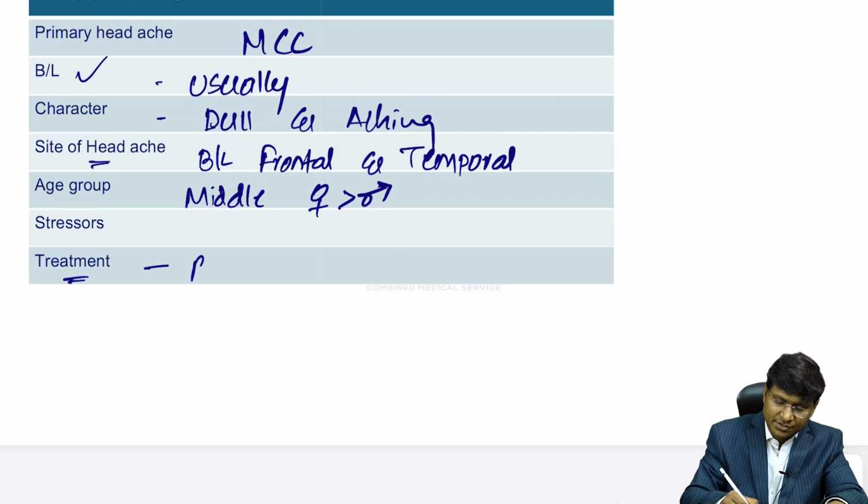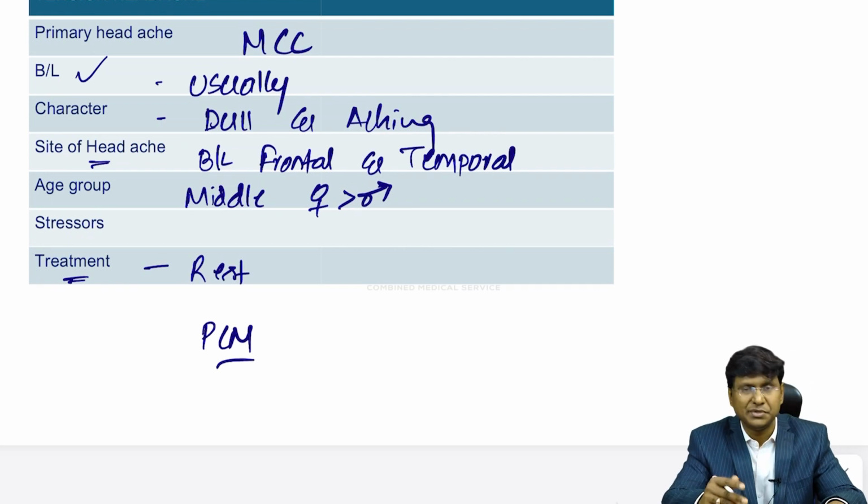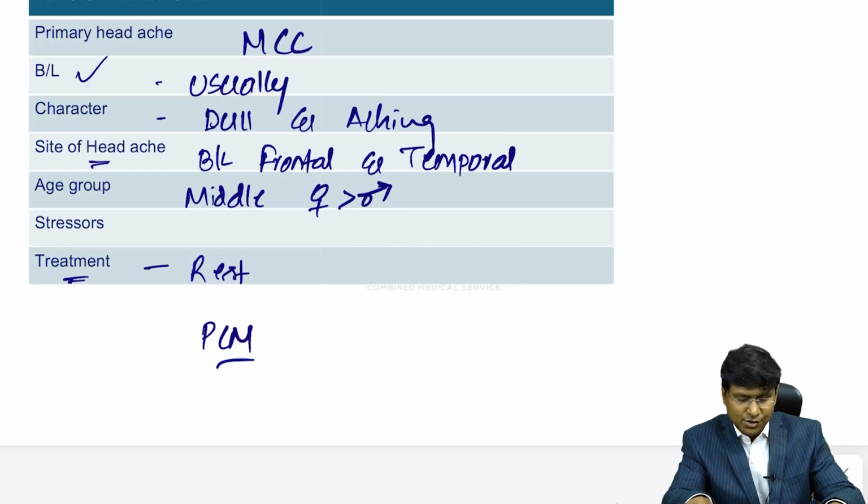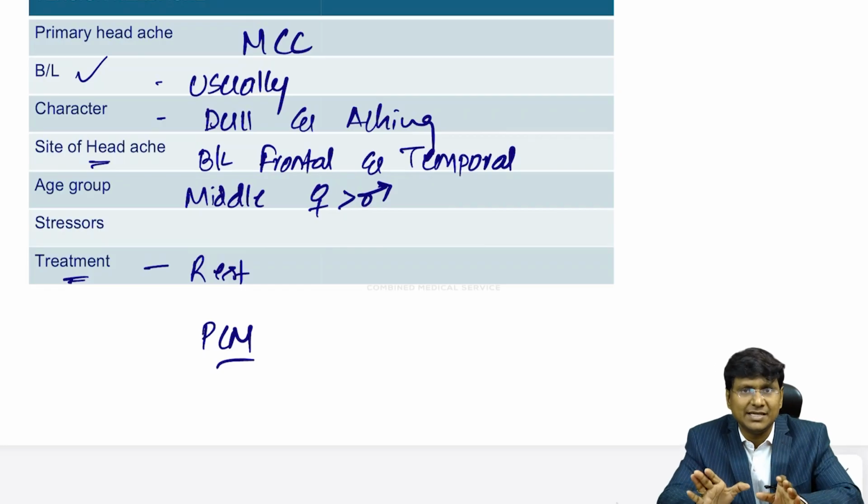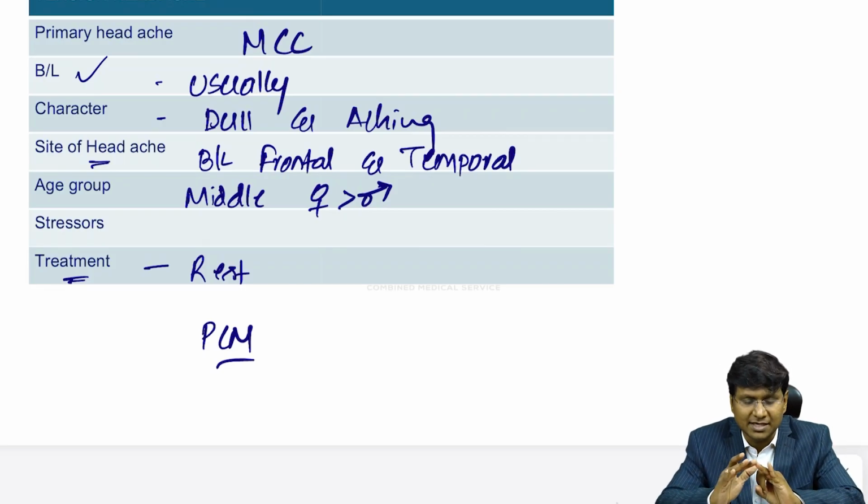And for the treatment, the individual has to take rest, or a simple paracetamol will also reduce the tension headache. So this is about the description of the tension headache. So this is in detail related to the migraine, cluster headache, as well as the tension headache. So that was the question on the topic of the headache.